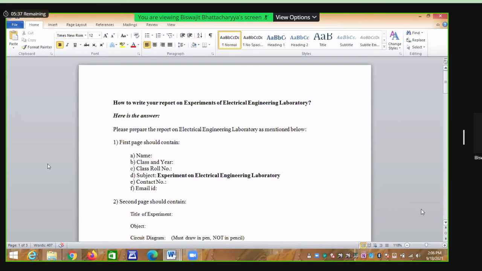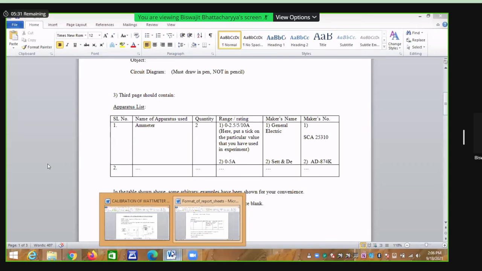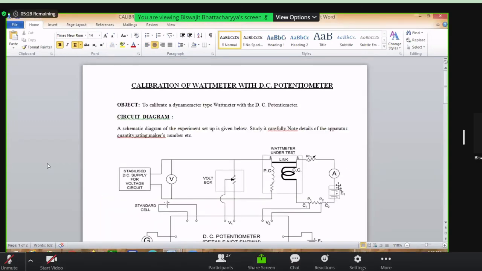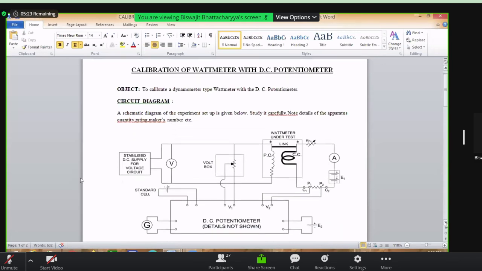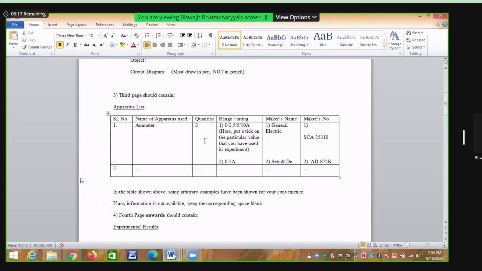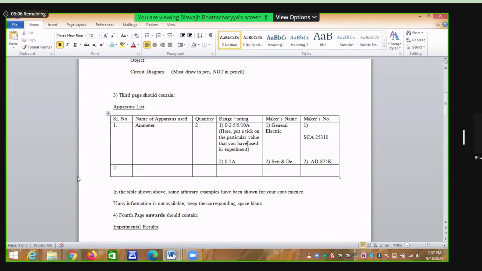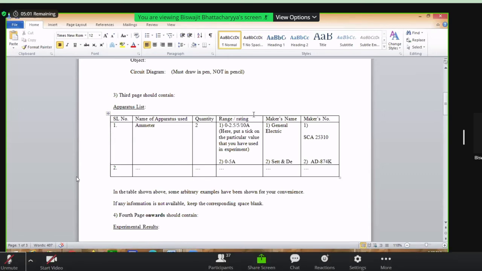How do you get quantity 2? From the circuit diagram we get the quantity. So 1 ammeter here, and any other ammeter? No, in that case only 1 ammeter. But I have written 2 for a particular reason. Just consider that 2 ammeters may have different ranges. Now which range do you use? If you use 0 to 2.5 ampere, put a tick on 2.5. If you use 0 to 5 ampere, put a tick on 5.